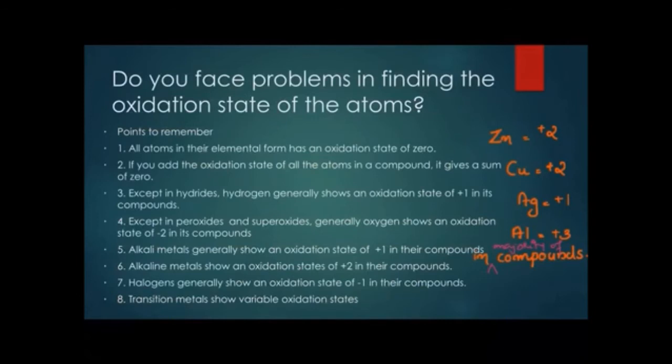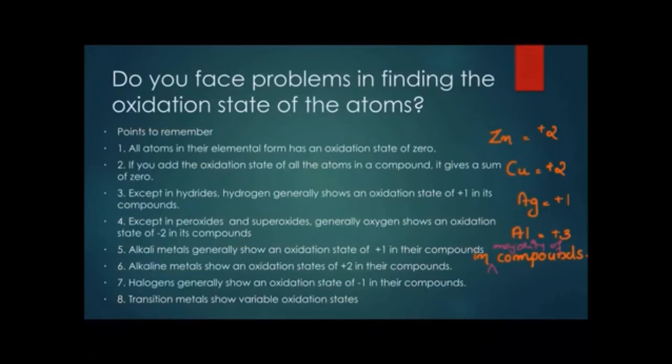Except in hydrides like sodium hydride and potassium hydride, hydrogen generally shows an oxidation state of +1 in its compounds. Except in peroxides and superoxides, generally oxygen shows an oxidation state of -2 in its compounds. Alkali metals like lithium, sodium, potassium, rubidium, they show an oxidation state of +1 in most of their compounds. Alkaline earth metals such as calcium, barium, they generally show an oxidation state of +2 in their compounds.